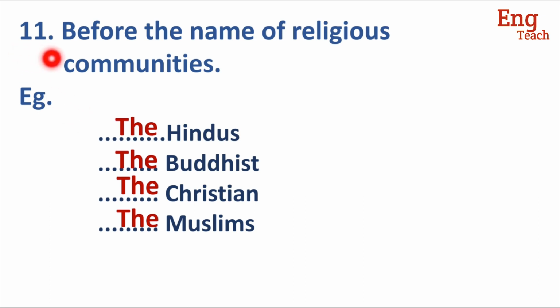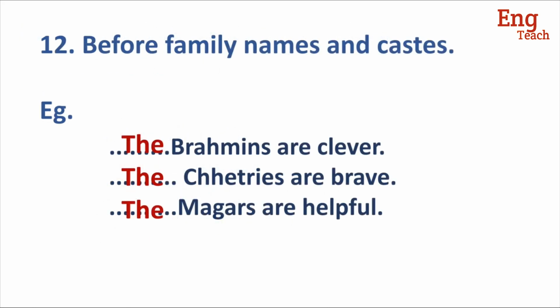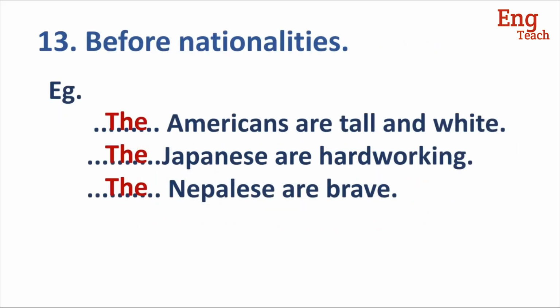Rule number 11. The is used before the names of religious communities. For example, the Hindus, the Buddhists, the Christians, the Muslims. Rule number 12. The is used before family names and castes. For example, the Brahmins are clever, the Kshetris are brave, the Mughals are helpful. Rule number 13. The is used before nationalities. For example, the Americans are tall and wide, the Japanese are hardworking, the Nepalese are brave.